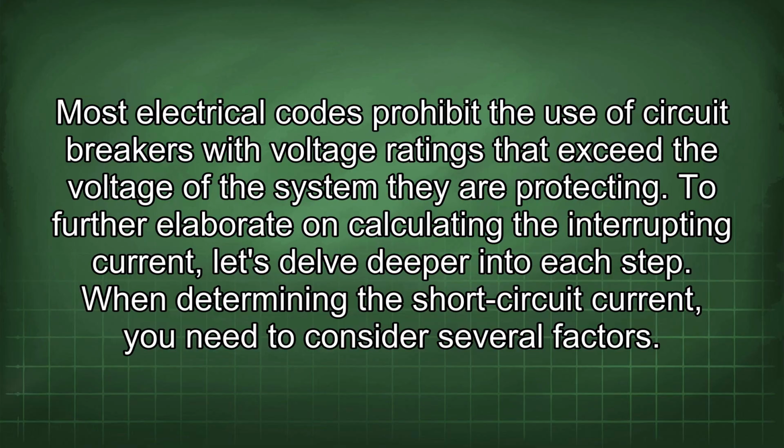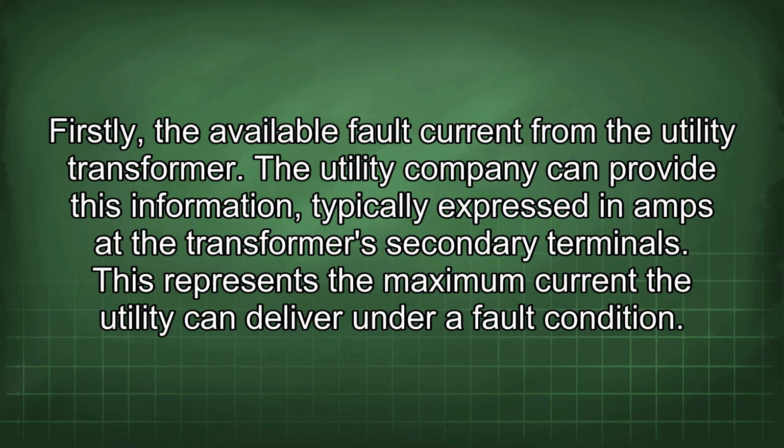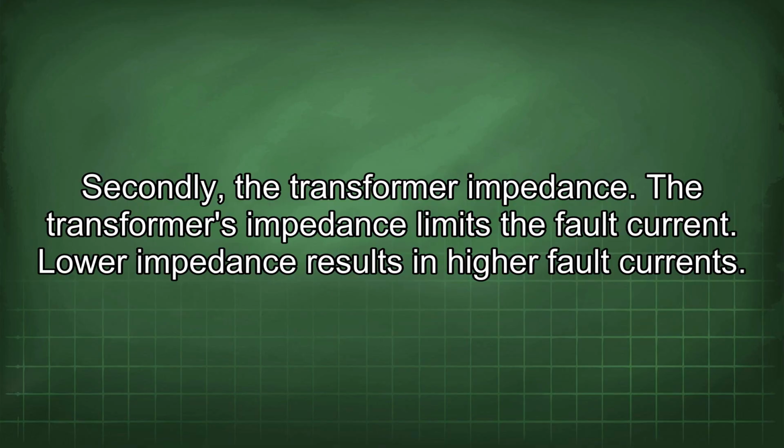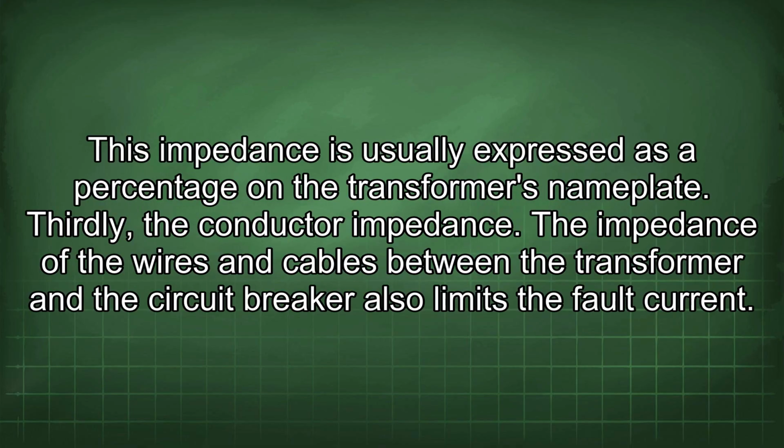When determining the short circuit current, you need to consider several factors. Firstly, the available fault current from the utility transformer. The utility company can provide this information, typically expressed in amps at the transformer's secondary terminals. This represents the maximum current the utility can deliver under a fault condition. Secondly, the transformer impedance. The transformer's impedance limits the fault current. Lower impedance results in higher fault currents. This impedance is usually expressed as a percentage on the transformer's nameplate.